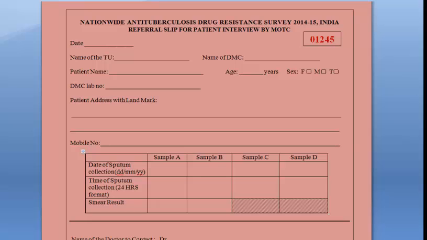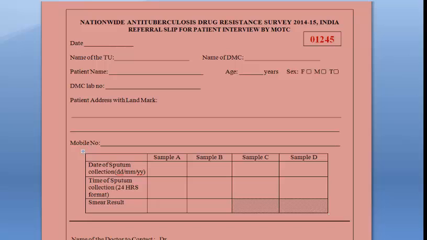Patient referral slip book. There would be one book of referral slips distributed to the laboratory technicians of each DMC under the selected TB unit. The LT of the DMC will be the custodian of the patient referral slip book. The book shall have 50 numbers of referral slips.